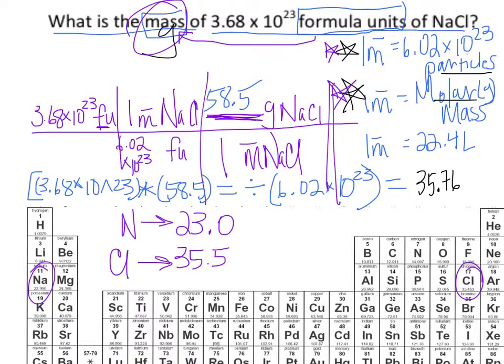35.76. Now, only 3 significant figures were given, therefore we can only answer in 3 significant figures, and so our answer will be 35.8 grams of NaCl.